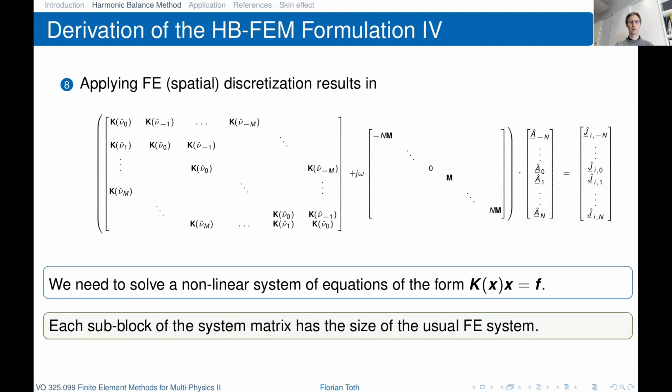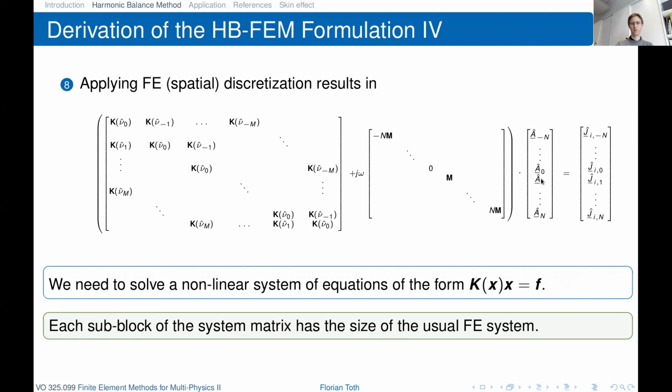And now we can apply the finite element discretization in space. And then we can, from each of these lines, get a line that is written in terms of the finite element degrees of freedom. So here these are the A hat underline, again with the indices for the harmonics. And in the system matrices, we now have stiffness matrix and mass matrix. And note that each of these lines here now has the dimensions of the standard finite element system.